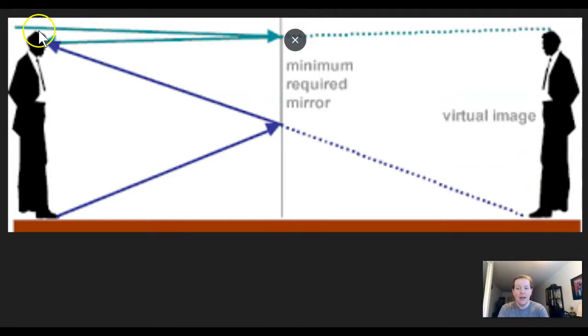And the top of your head, the light comes in and it bounces off. Your brain doesn't know that light bounced off, so it thinks and it forms that image over here. Your reflection in a mirror is frankly your brain not understanding what's going on. Okay, I'm going to cut my video off right there.